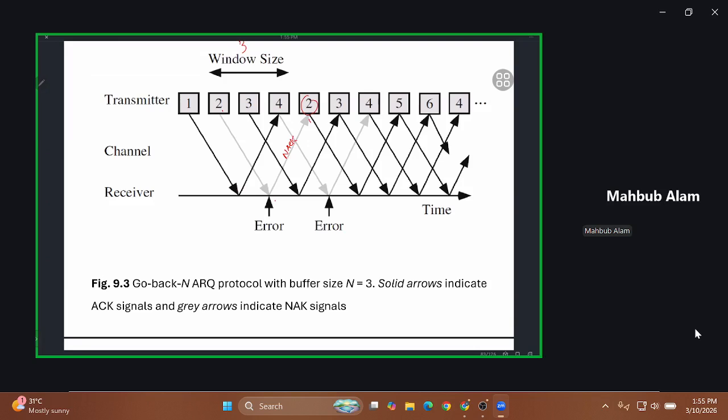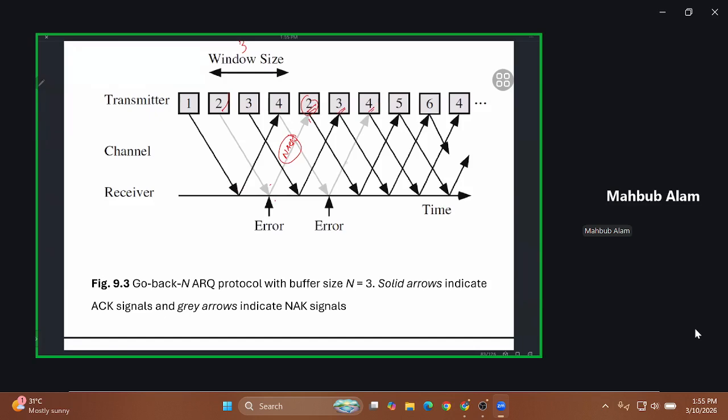So go back N is the mechanism where the receiver acknowledges a number that tells all the packets up to but not including that number are successfully received. The receiver is waiting for that numbered packet. So the receiver acknowledges this one. This packet has not been received, so the sender retransmits 2 as well as 3 and 4.